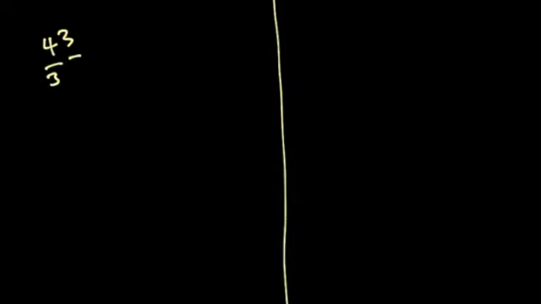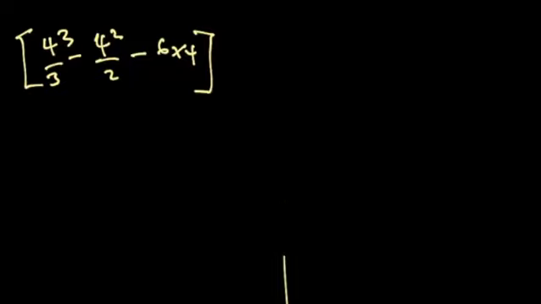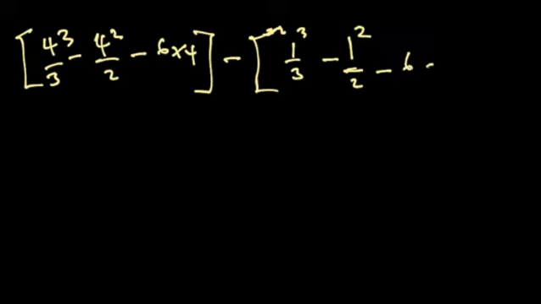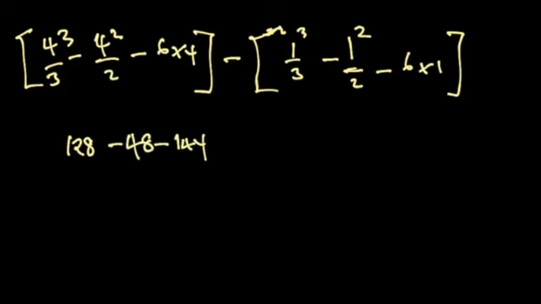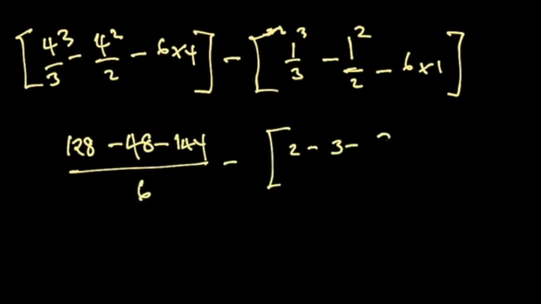4 cubed over 3 minus 4 squared over 2 minus 6 times 4, minus, in brackets, 1 cubed over 3 minus 1 squared over 2 minus 6 times 1. So this will give you 128 minus 48 minus 144 over 6, minus 2 minus 3 minus 36 over 6.